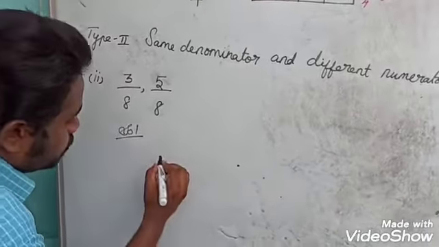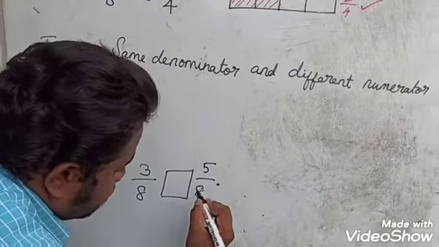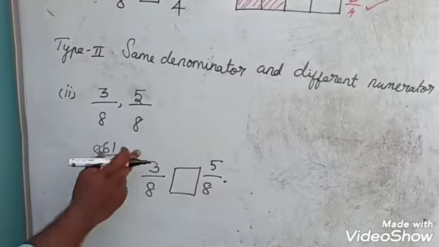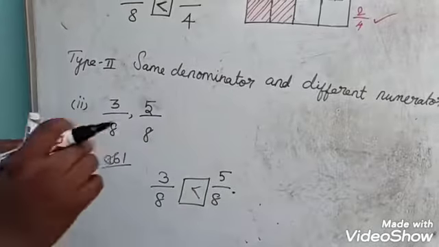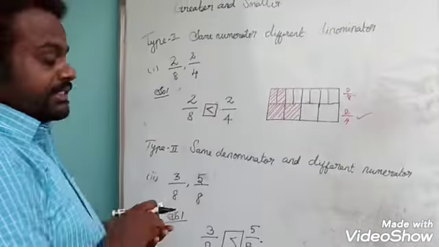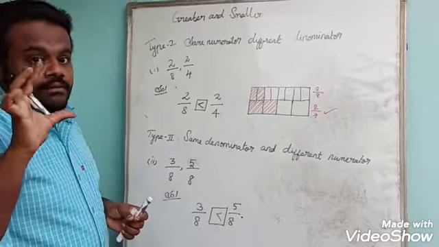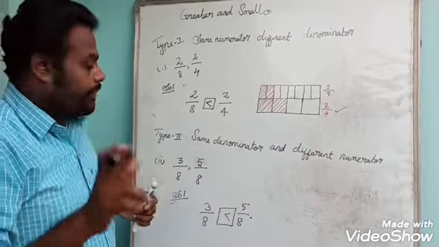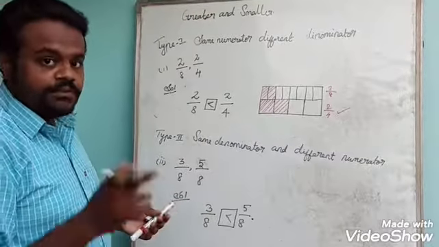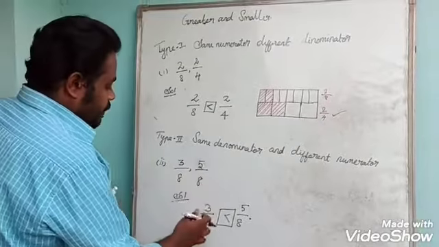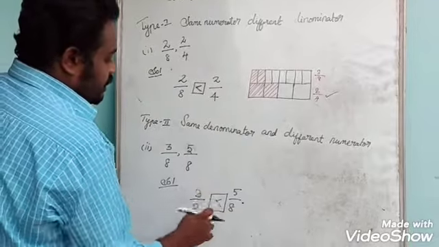Solution: 3 by 8, 5 by 8. So the denominators are the same. So the numerator, which one is bigger? This one. So students, now you listen. Same numerator means you take the smaller denominator as the bigger rational number, that is the greater one. But if the denominator is the same, the rational number with the bigger numerator is the bigger one. So 3, 5: 5 is greater. So 5 by 8 is the greater rational number.